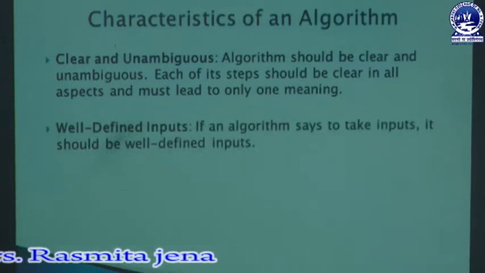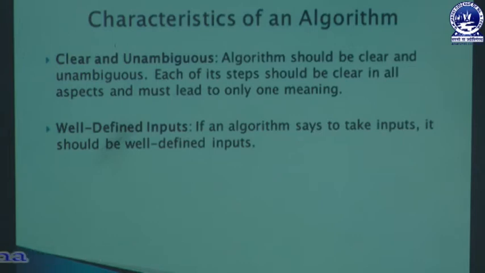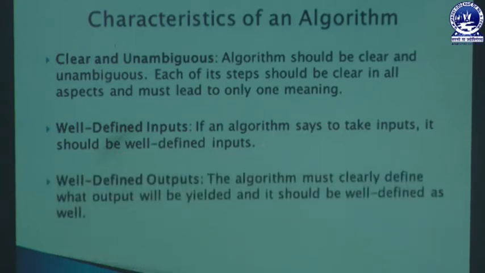Second, there must be well defined input. That means the data we input to the algorithm must be well defined. If an algorithm says to take input, it should be well defined input. Next characteristic, well defined output. As we give well defined input, the algorithm must generate well defined output. The algorithm must clearly define what output will be yielded, and it should be well defined as well.